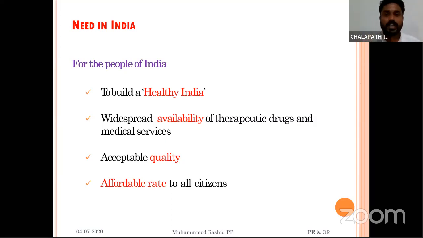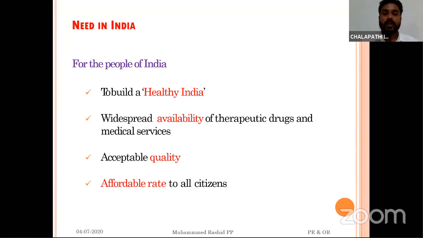Then acceptable quality. Sometimes we have to compromise in terms of quality. That I will teach you when I go to the cost effectiveness analysis. Suppose we have two drugs which have almost similar quality, but one is just a little below the other one. So in some aspects you have to go with the second choice. That I'll tell you when we get there.